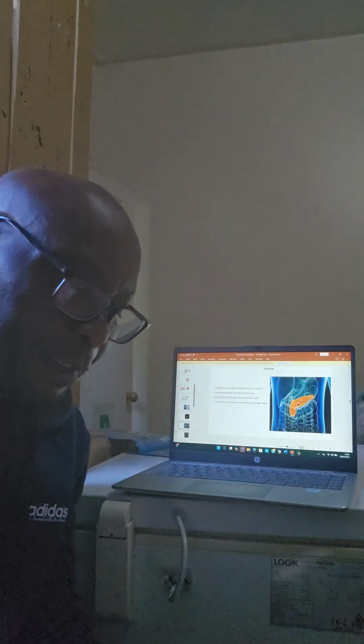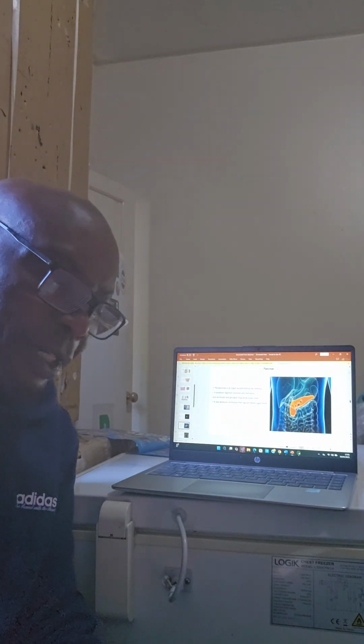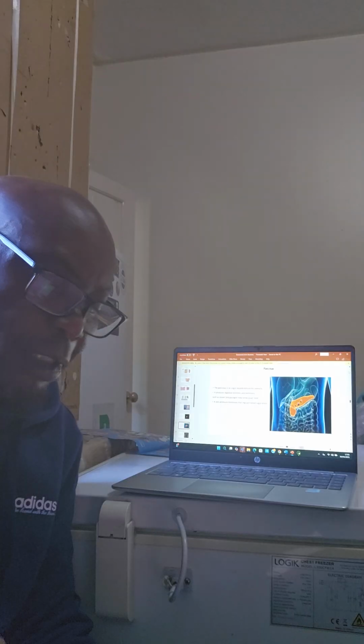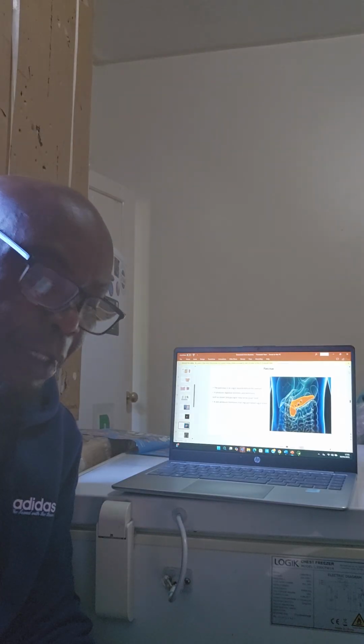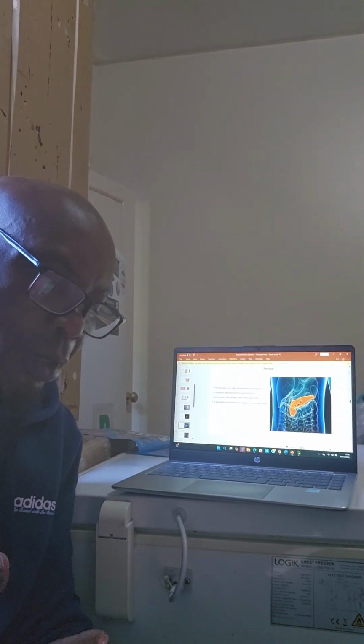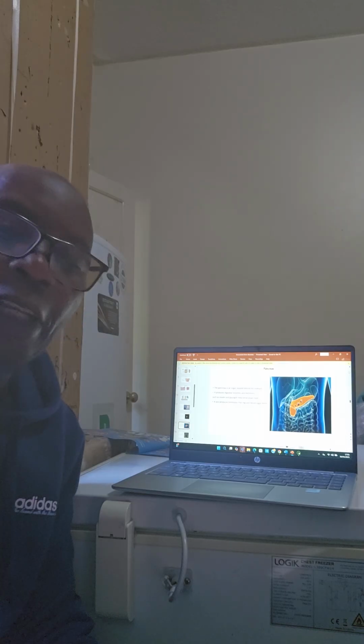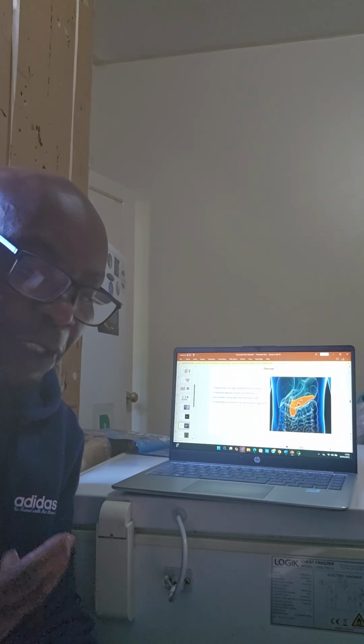The pancreas. The pancreas is located behind the stomach. The pancreas produces enzymes for digestive action. It also produces insulin, which is responsible for regulating blood sugar.